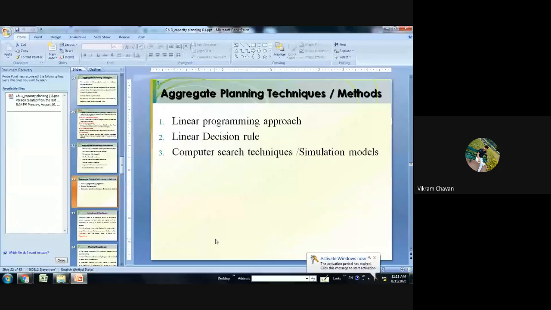So here we need not go into the problems or details of these techniques, but we have to remember that such techniques are there to perform the aggregate planning or to evaluate the aggregate planning. Okay, so just note down the techniques.